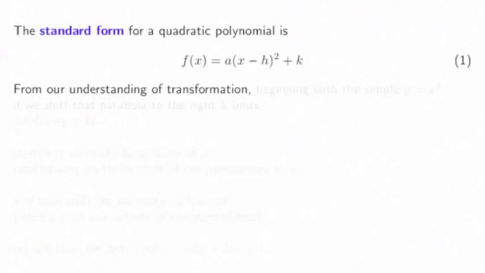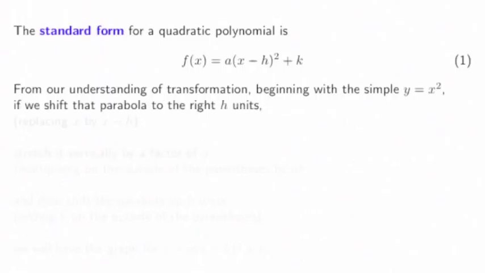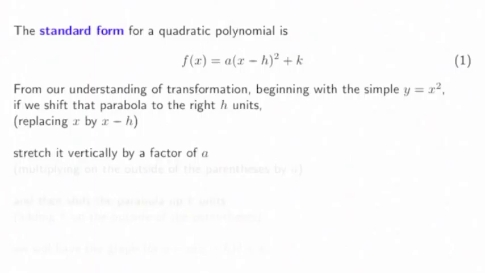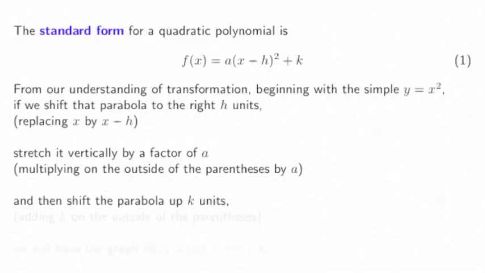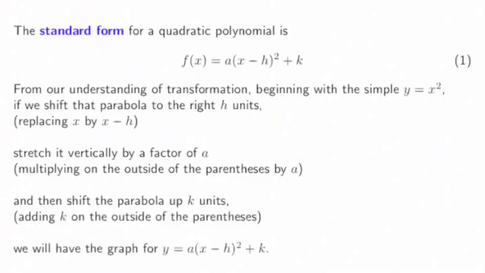From our understanding of transformations, beginning with the simple parabola y equals x squared, if we shift that parabola to the right h units, replacing x by x minus h, and then stretch it vertically by a factor of a, that is multiplying on the outside of the parentheses by a, and then shift the parabola up k units, that is adding k on the outside of the parentheses, we'll have the graph for the new parabola y equals a quantity x minus h squared plus k. This describes how to go from the parabola y equals x squared to our new parabola.